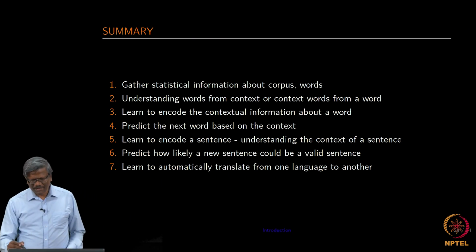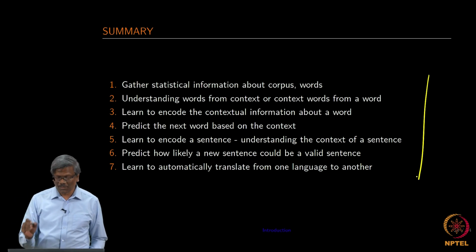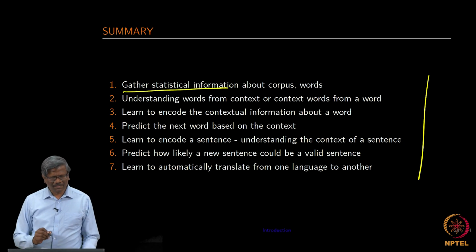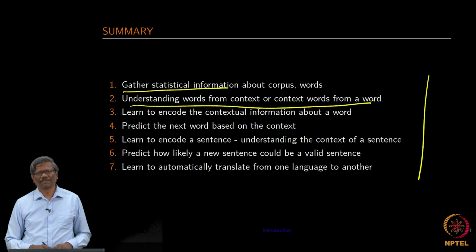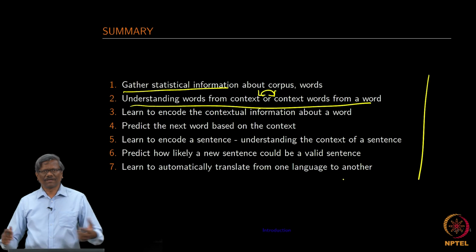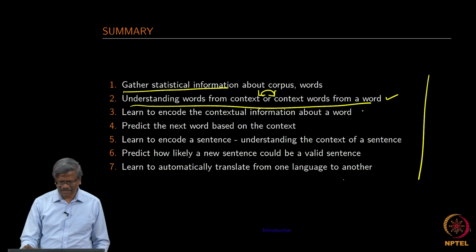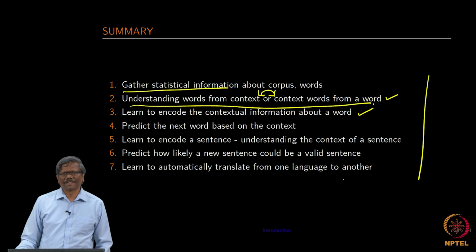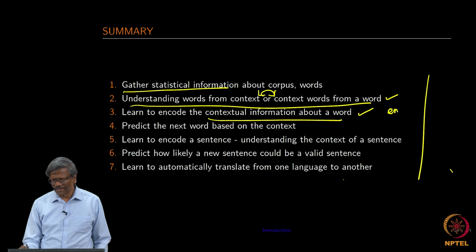In summary, if you look at this, I think I have mentioned all of this. I keep repeating this one more time. We gather statistical information about the corpus words, understanding the words from the context or context words from a word. So, both ways: understand the words from the context, or given the word, get me all the context words. That would again be part of our lecture series. Learn to encode contextual information. The contextual information about a word is encoded in a certain fashion. That is what we call the embedding, right.